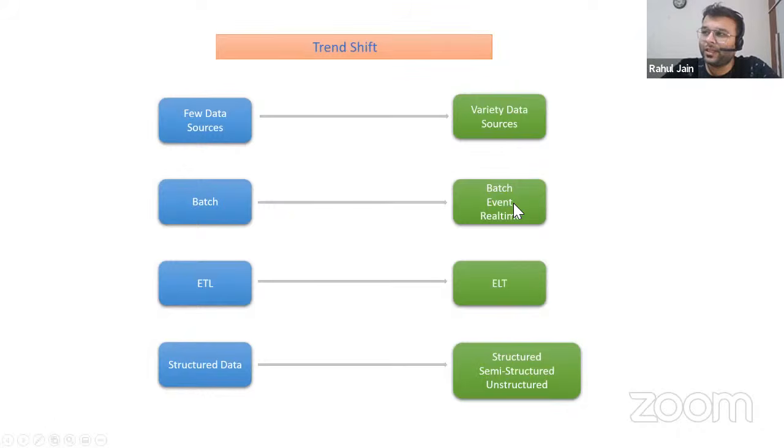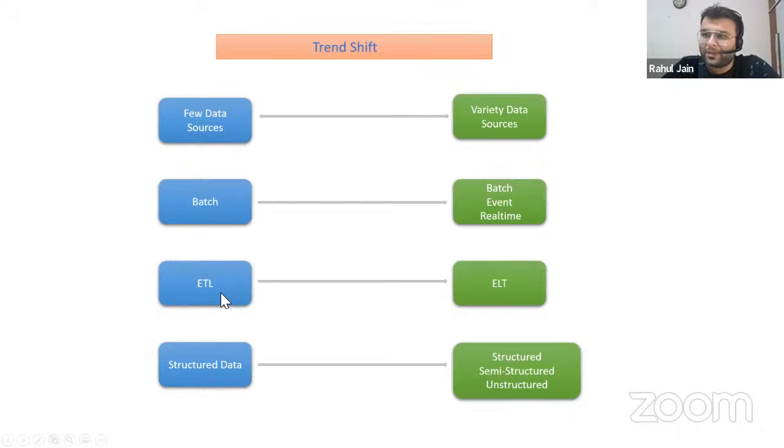Another thing is there is a need to process data in event mode as well. It's called event driven architecture. We'll talk about it in quite some time. And there is a need for real time data processing as well, because we cannot afford latency. Where the actions are happening, we just want to know in real time what's happening, right? So batch, event, and real time, these three kinds of data processing are coming into the picture these days.